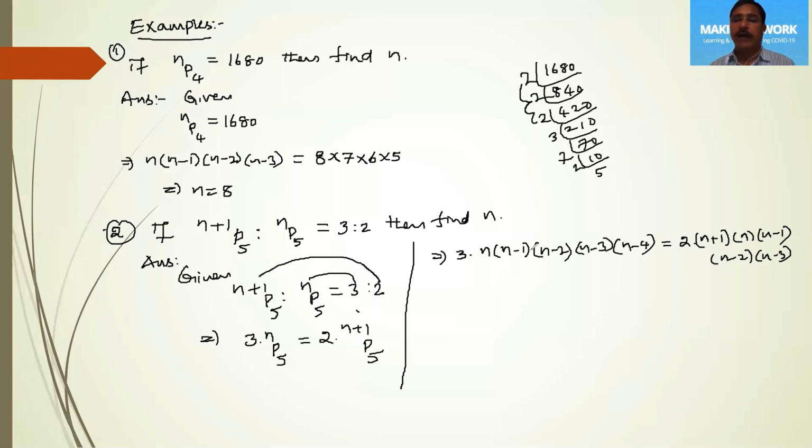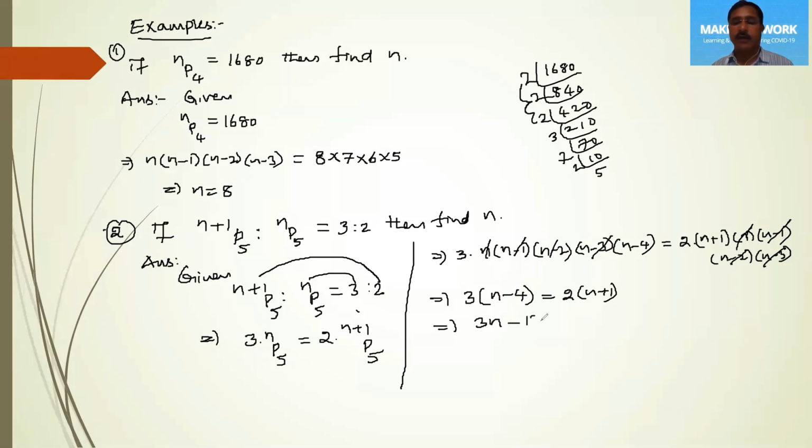Now equal values or similar values on both sides will get cancelled. n into n minus 1 into n minus 2 into n minus 3 on both sides will get cancelled. Right? Now write the remaining values on both sides: 3 into n minus 4 is equal to 2 into n plus 1. Now by solving this equation, we can find the value of n.